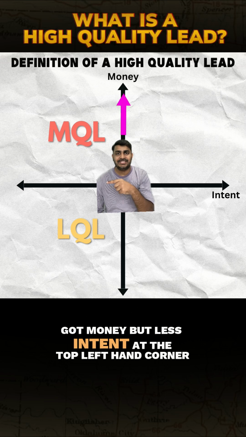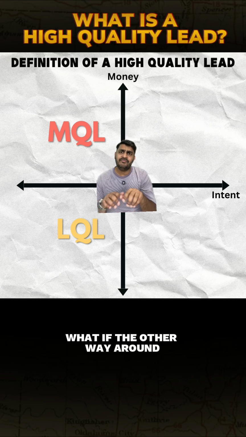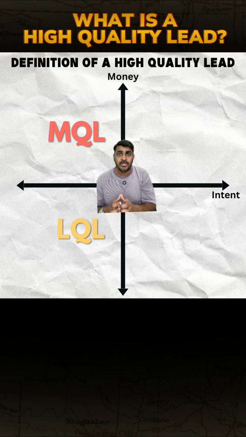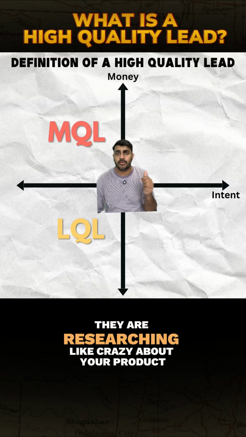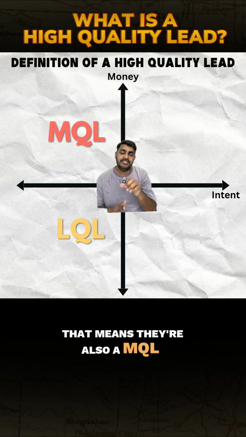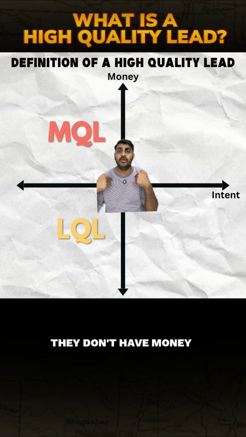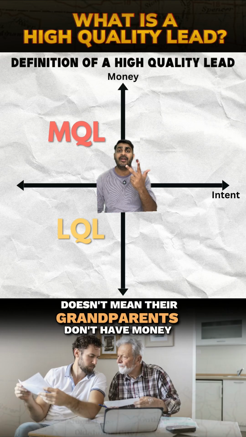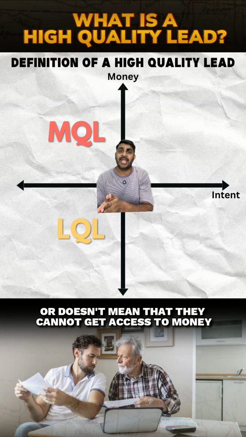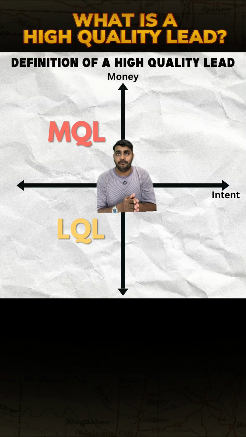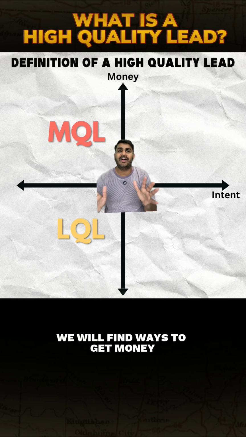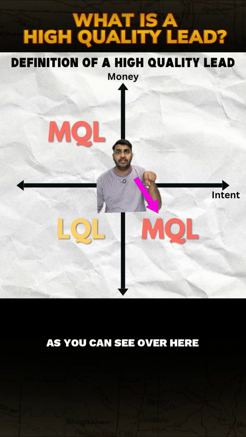Got money but less intent, at the top left hand corner. What if it's the other way around, where they don't have money or access to money right now, however they have got lots of intent, lots of interest, they are researching like crazy about your product, the intent is really there. That means they are also a MQL, because just because they don't have money doesn't mean their wife doesn't have money, or their parents or grandparents don't have money, or that they cannot get access to money in order to solve the problem. Because we all know that if we can find a solution for what we are looking for, we will find ways to get money. So that's also a MQL, as you can see over here.